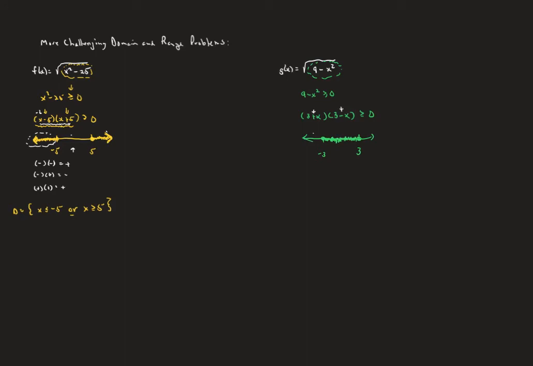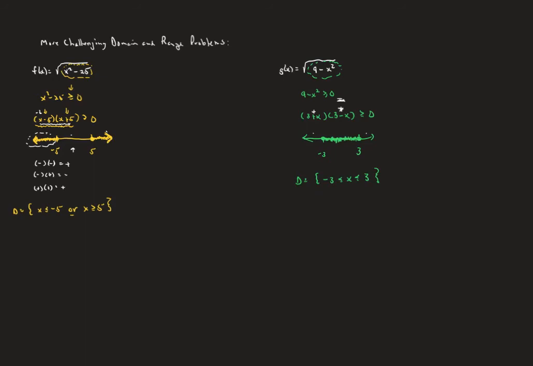And finally, checking the far right region, 3 plus 4 is positive, but 3 minus 4 is now negative, and so a positive times a negative is negative, and so our domain is just the stuff in between negative 3 and 3, which we can write as a double inequality. So the stuff in between can be written in that way.